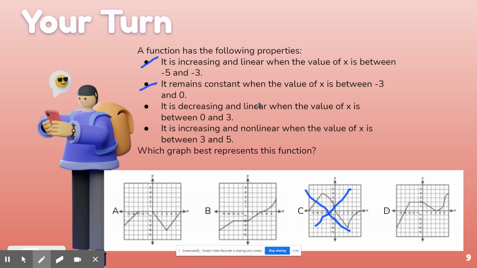It is decreasing and linear when it is between the value of 0 and 3. So this one is going down. This one's going up, so this one cannot be it. But this one's going down. It is increasing and nonlinear when the value of x is between 3 and 5. This is linear, so this cannot be it. So our only possible answer is D.